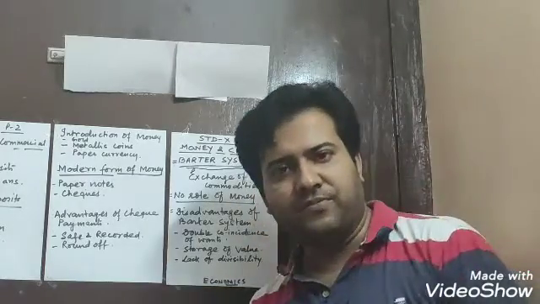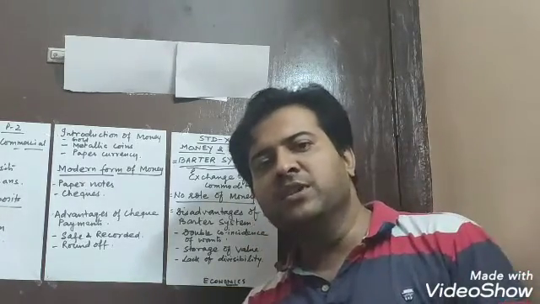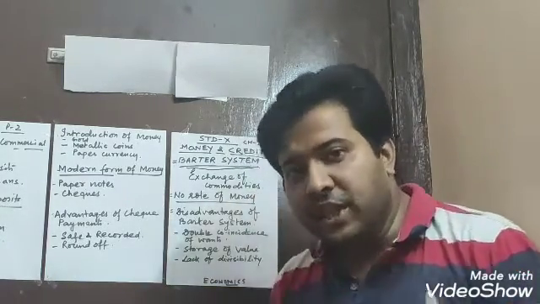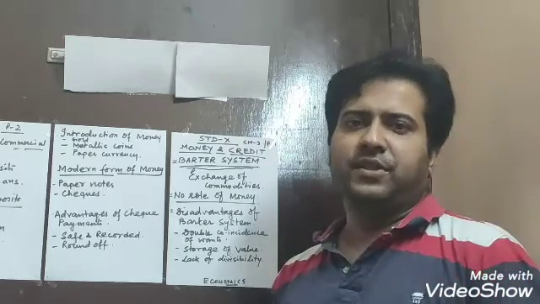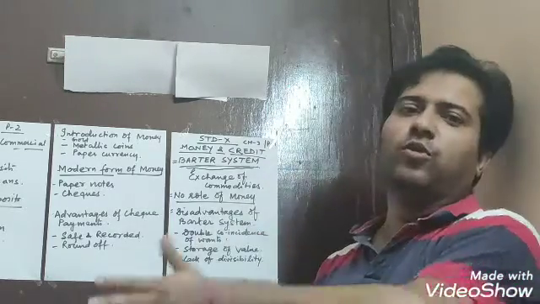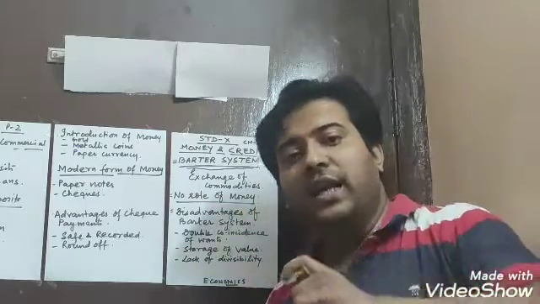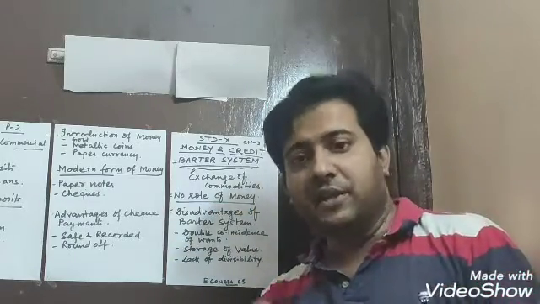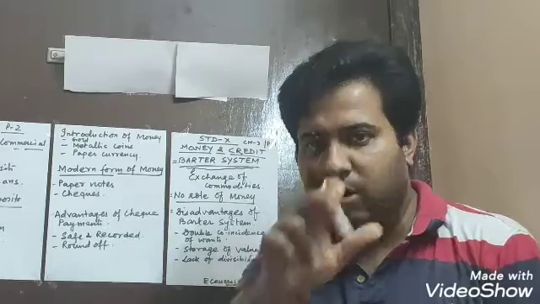Barter system means what? Exchange of commodities used to take place in an economy, in a market, but money had no role to play. Only exchange of commodities. I repeat, exchange of commodities.